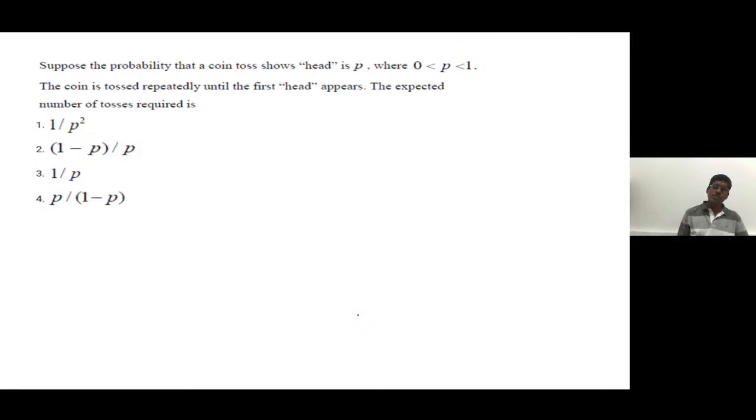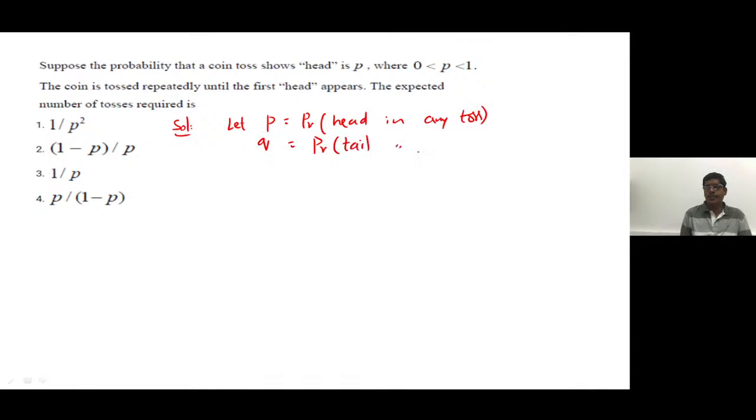Sometimes probability is 0 or 1. Probability 0 means that event is called an impossible event. Probability value 1 means that event is called a sure or certain event. So four options are given. Let small p be the probability of head in any toss, and q the probability of getting tail in any toss.